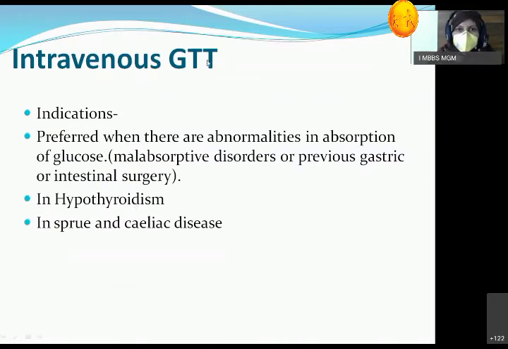Next is intravenous GTT. Indications are, it is preferred when there are abnormalities in absorption, in sprue and celiac disease. So these are the 3 main indications for intravenous glucose tolerance test.